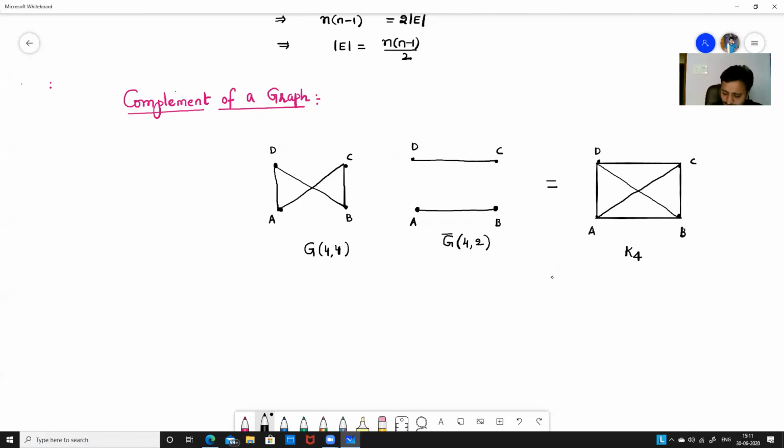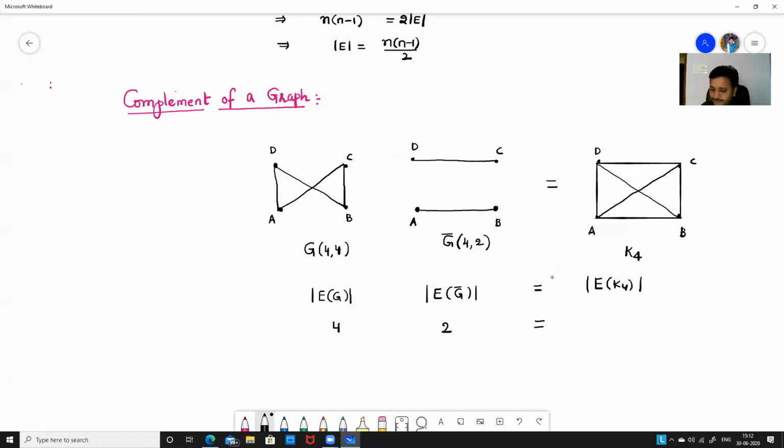Now suppose I ask how many edges are there in G, and then the number of edges in G bar. How many edges are there in G? We have exactly 4 edges. How many edges in G bar? We have only 2 edges. This must be equal to the number of edges in K4.